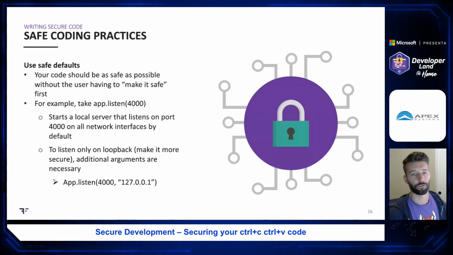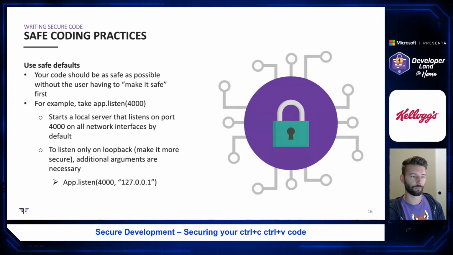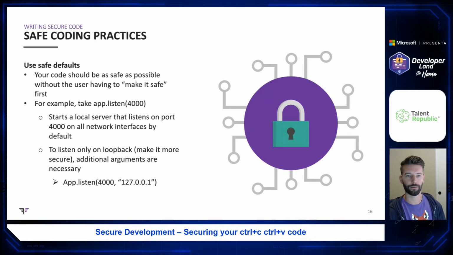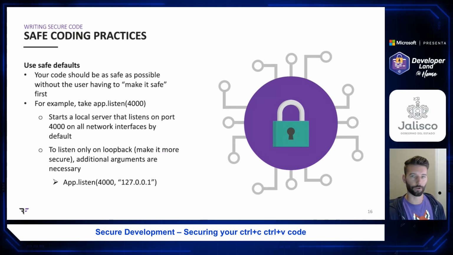Using safe defaults. So you want to write code that is safe by default. You don't want to put it on the user to make your code safe before they can use it, right? So let's look at an example of how you don't want to do that. In Node.js or Express, there's this app.listen, right? In order to start listening on a port for your application. And if you feed that one parameter, in this case a port number, then it starts to listen on that port. But by default, it listens on all interfaces, right? It listens for connections from anyone on the network.